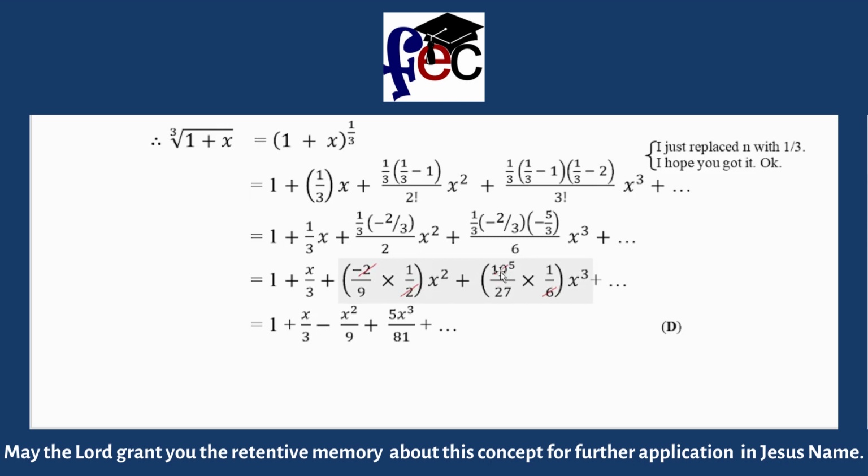Now at the numerator, I'm going to have 5. That shows that here there's meant to be 3. Okay, so I'll have 5 multiplied by 1. I have 5 left. Then at the denominator, there's 3 here. 3 multiplied by 27 is 81. So the simplification of this will give me 5x cubed over 81. So there are just 4 terms here. So this is our final expression for cube root of 1 plus x.